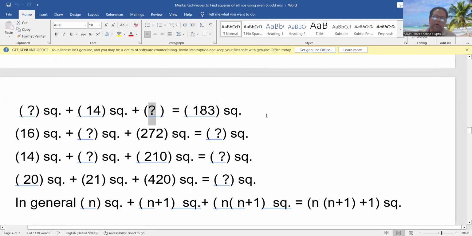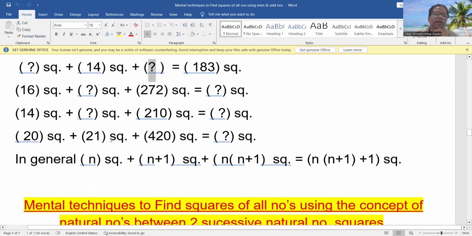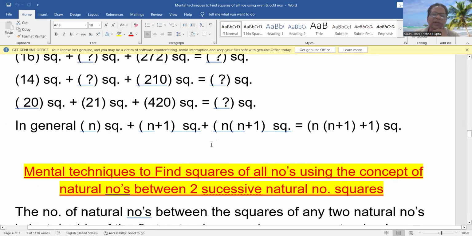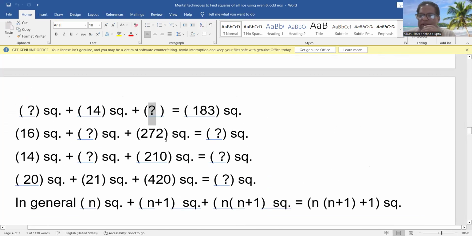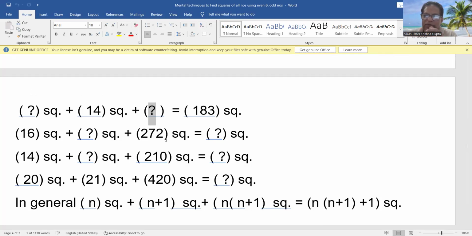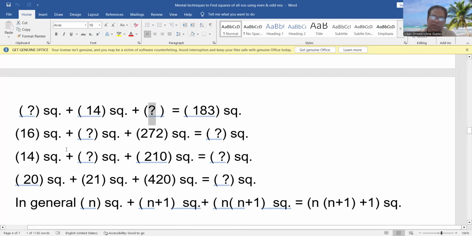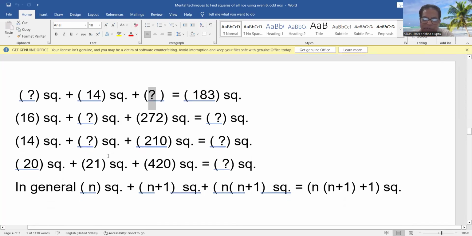So it is a very simple concept, and I have written the general equation: n square plus (n plus 1) square plus (n into n plus 1) square is equal to (n into n plus 1 plus 1) square. This is the general equation. 5 square plus 6 square plus 30 square is equal to 31 square. In the same way, 7 square plus 8 square plus 56 square is equal to 57 square. 9 square plus 10 square plus 90 square is equal to 91 square. So a square plus b square plus c square, where b is a plus 1 and c is a into b, is equal to d square.